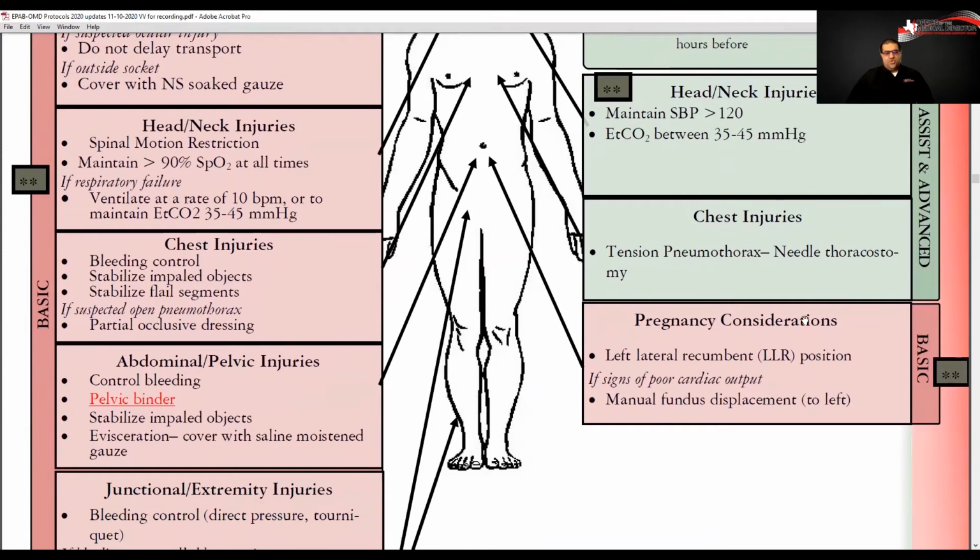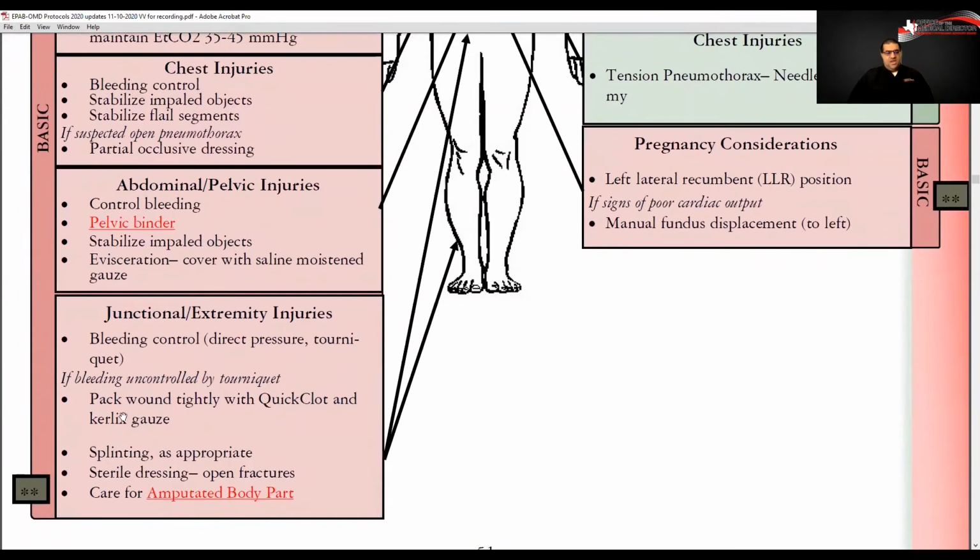And then for patients who are pregnant, again, like we talked about before, if they are a trauma patient and they're pregnant, try and get them in that left lateral recumbent position to alleviate that pressure off the inferior vena cava. And if they have bad cardiac output, physically displace that fundus so that you've relieved that pressure. And then one note is this care of amputated body parts. We've had a couple cases sent to the hospital without the part being either brought or cared for appropriately. So we have a specific mention calling out the care of amputated body parts on a separate page.